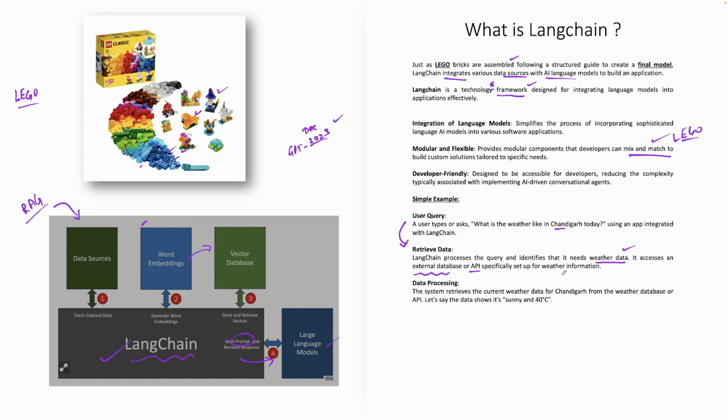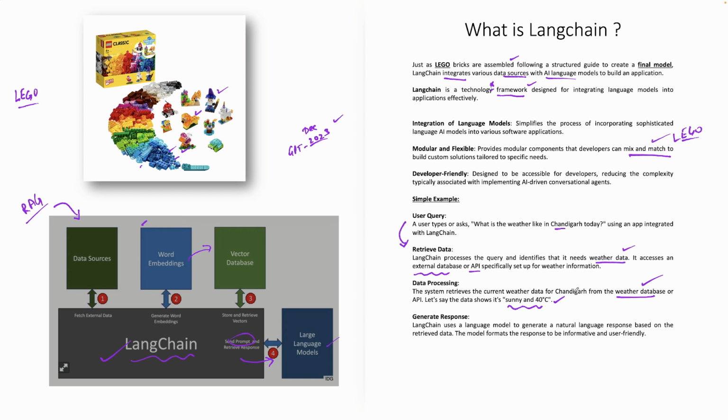Then the data is processed. The system retrieves the current weather data for Chandigarh from the weather database. So it knows that, okay, I need to get this information from the weather database. And let's say the data shows that it's sunny and 40 degrees Celsius. That's it, right? Your database has returned that it is sunny and 40 degrees. That was the kind of response you got.